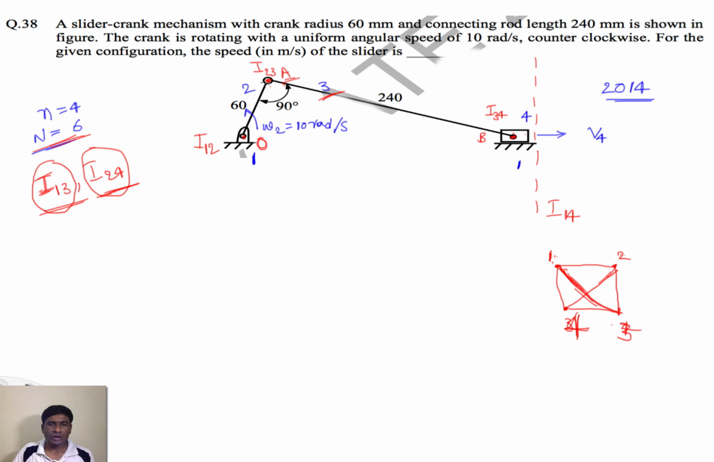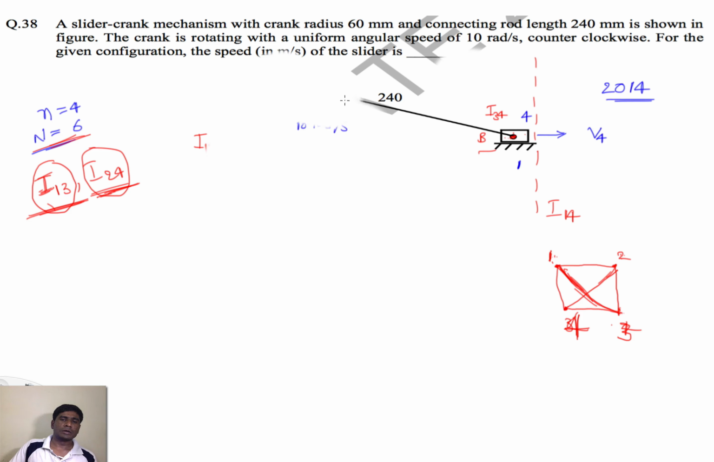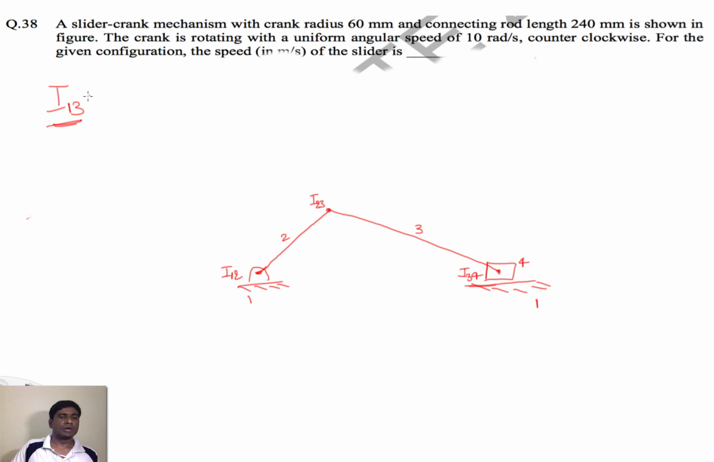Then if you know that, we can find the velocity of the point B on the link 3, provided we can find the instantaneous center of the link 3. So we need to find I13 here instead of I24. So how to find I13 again? Let me redraw this diagram again.